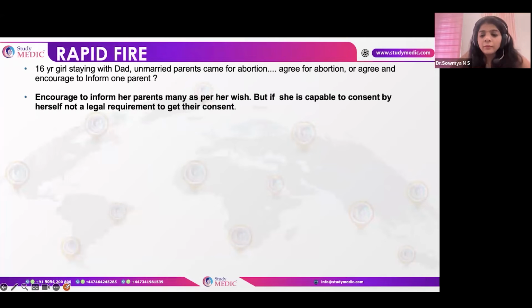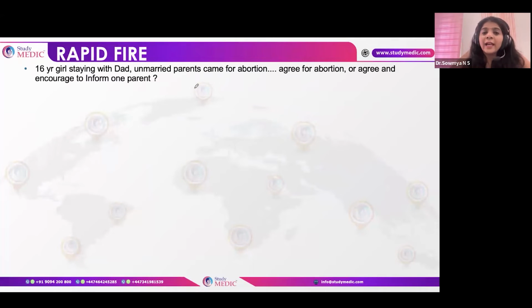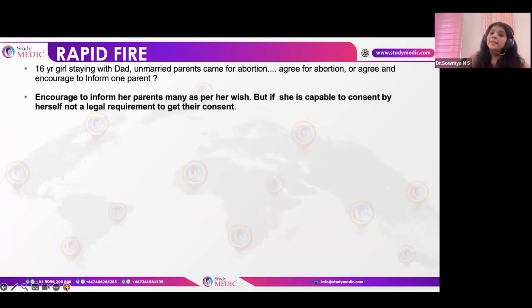Now, a couple of things. A 16-year-old girl staying with her dad, unmarried parents. She came for abortion and she agreed for abortion. She stays with dad, but her parents are not married. So whom do you encourage? Generally you encourage them to inform parents, right? So should she inform her dad because she's living with dad, or should she inform her mother? Okay, the point is, it is her wish whom she has to inform. Your job is to encourage her to inform. And of course, if she has the capacity to consent, it is not a legal requirement that she has to inform either of the parents.